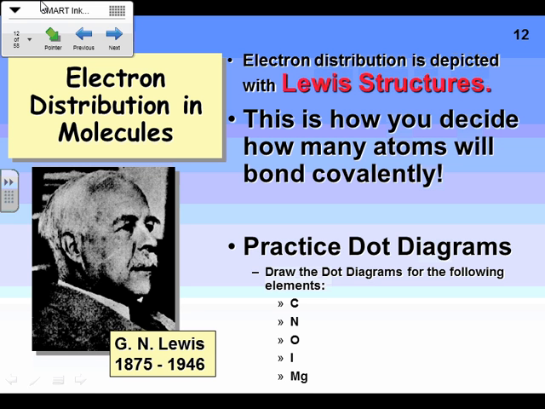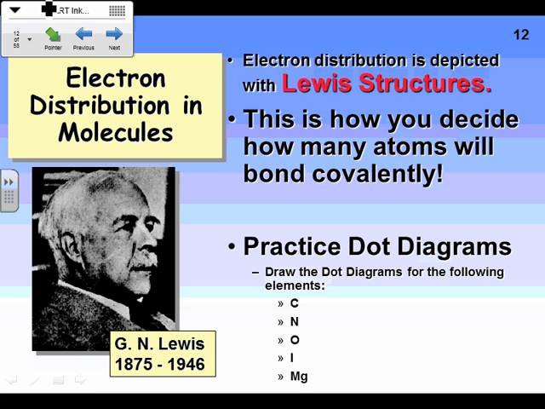All right, so it's right underneath the periodic table on the back of the first page. Okay? Roman numeral 3, letter B. Electron distribution is depicted with Lewis structures. Okay? And this is how you're going to decide how many atoms will bond covalently, and not just how many, but how many electrons they're going to share in between them. Because it turns out they can share more than just 2 electrons. A lot of times it's only 2, but sometimes they can share more than that. Okay? So this is going to show you a lot of things about how covalent bonds actually work by drawing these structures. Now the dot diagram thing we've already done, but let's just practice it quickly.